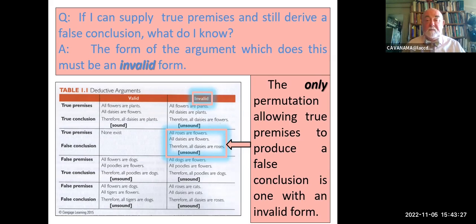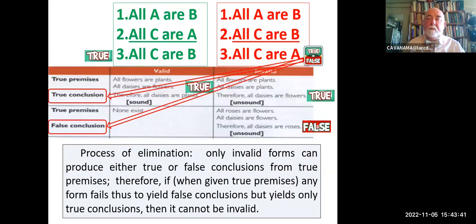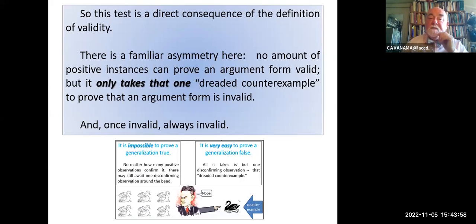If you find a syllogism, validity you don't know yet, and you can plug in true premises and make it crank out a false conclusion, what do you know? Well, you've just tested and shown that that particular syllogism is invalid. So, by process of elimination, only invalid forms can produce either true or false conclusions from true premises. Therefore, any form that fails to yield false conclusions but only yields true conclusions can't be valid. So this test is a direct consequence of our definition of validity.